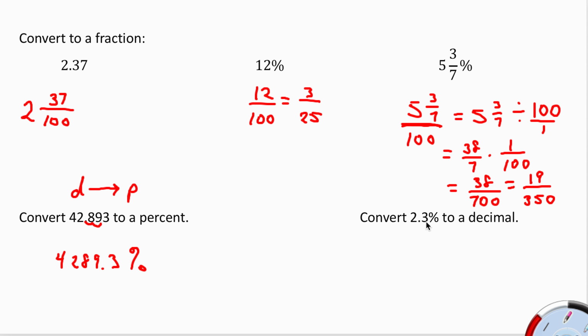This time I've got the percent and I'm going to a decimal, so I'd move my point in this direction, 2 times always. So the point would be there. I need a placeholder, 0, 2, 3.